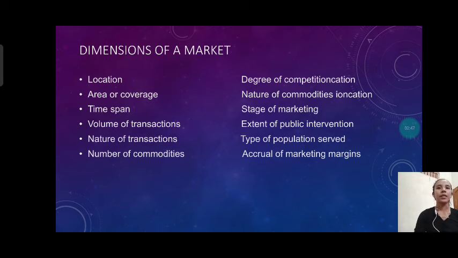Next is dimension of a market. These are the various dimensions of any specified market: the location, area of carriage, time span, volume of transactions, nature of transactions, number of commodities, degree of competition, nature of commodities and location, stage of marketing, extent of public intervention, type of population served, and the last is accrual of marketing margin. Those are the various dimensions of any specified market.